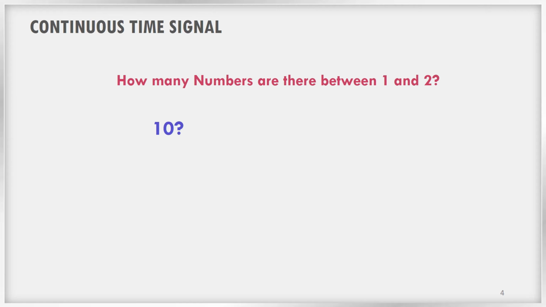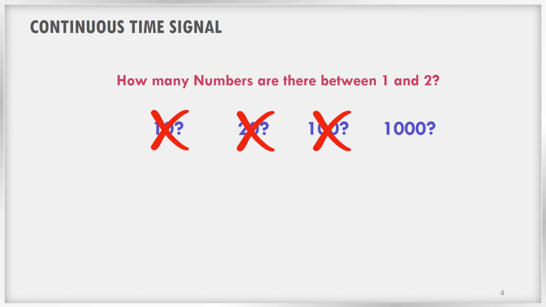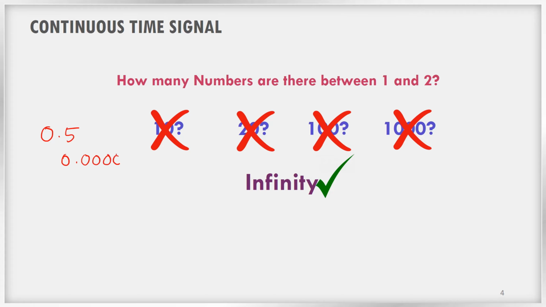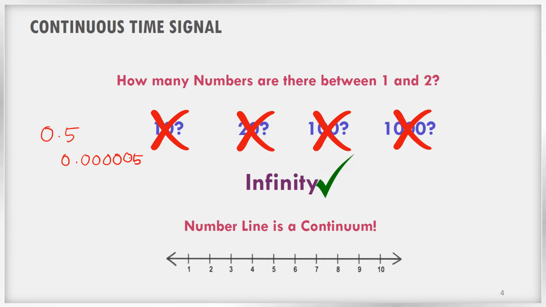Is that 10 numbers? No. Is that 20? No. Is that 100? No. Is that 1000? No. We know that there are infinitely many numbers between 1 and 2. For example, it can be 0.5, it can be 0.000000005. So there are infinitely many numbers between 1 and 2.